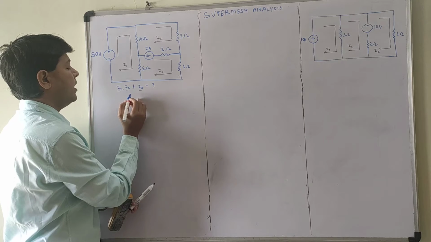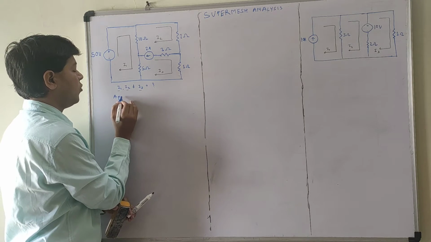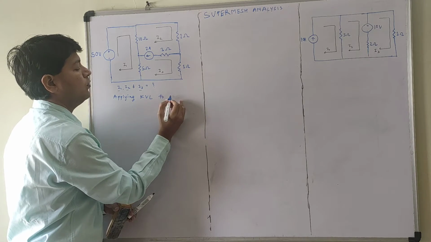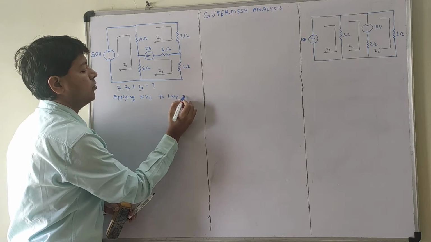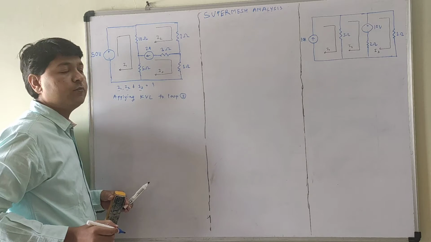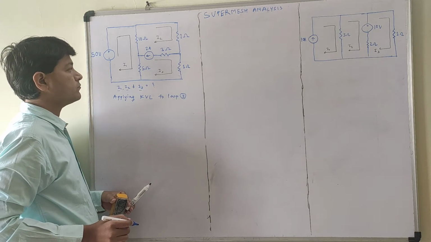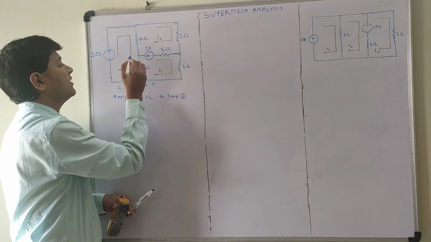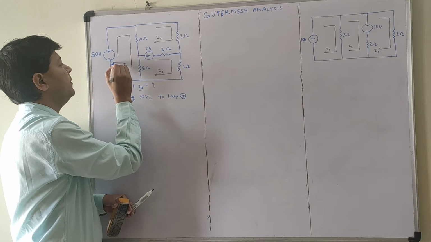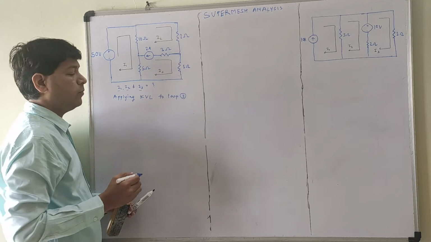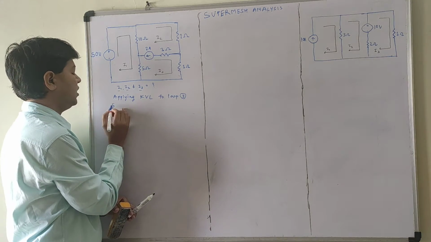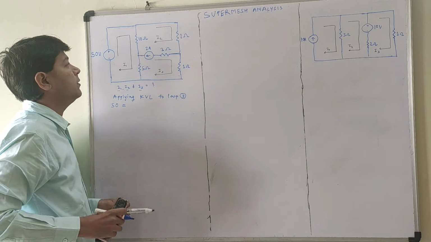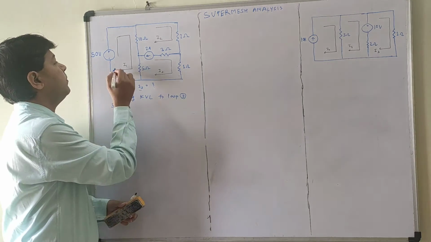We know that mesh analysis is solved by applying Kirchhoff's voltage law, and we will apply Kirchhoff's voltage law to loop 1. Now if you see that the current is flowing like this, from negative to positive, so the value of the voltage source should be plus 50.